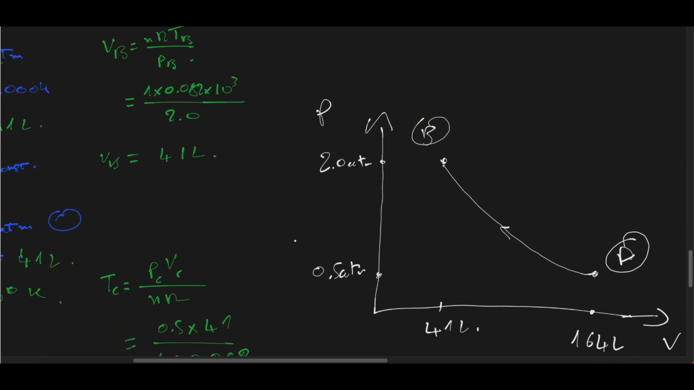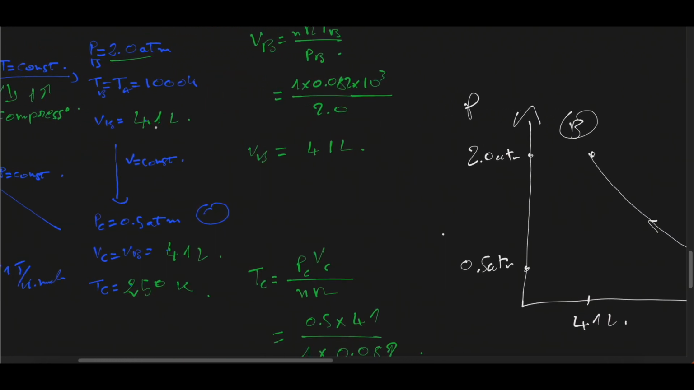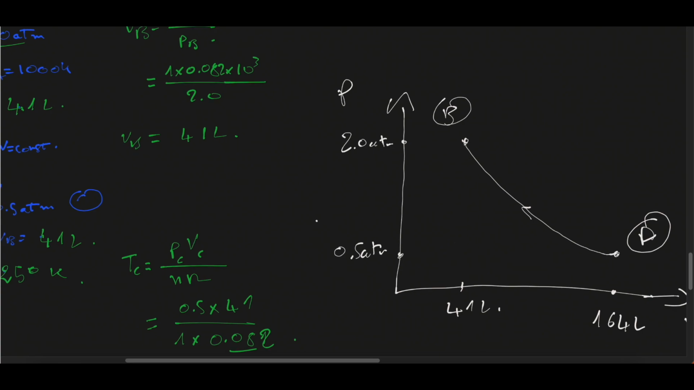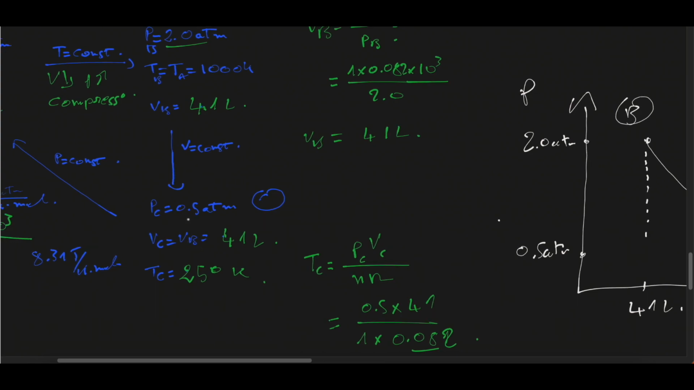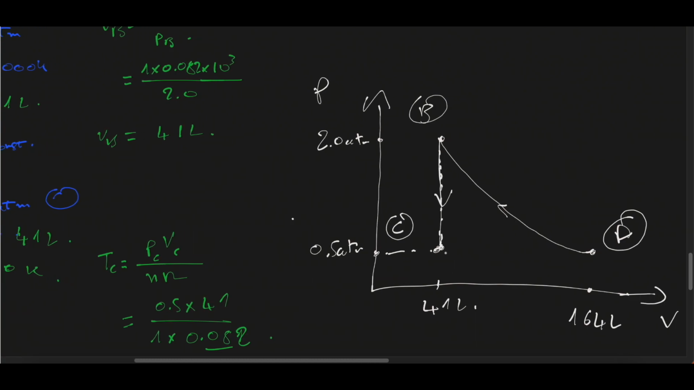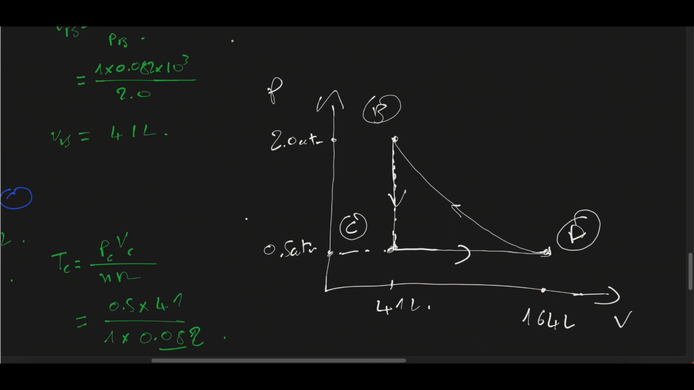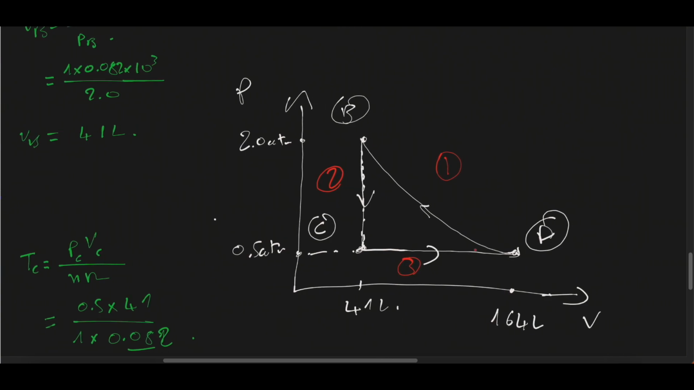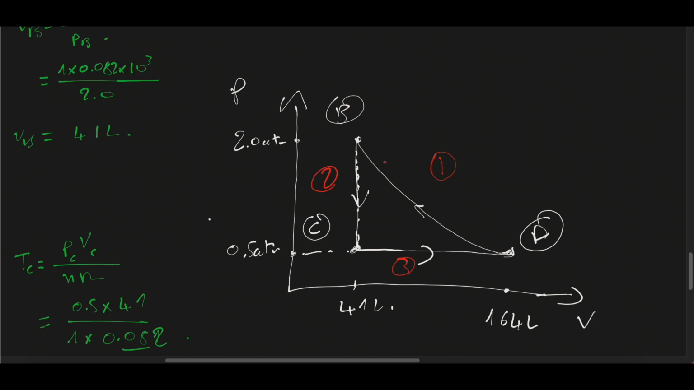After that, from B to a state C, it is an isochoric change, which means that the volume remains the same and the pressure has decreased to a value of 0.5 atm. Here it is, so here we have state C. Here's the second change, and the third change, from state C the gas returns to its initial state. So here is the thermodynamic cycle. We have 3 steps, 1, 2, and 3. So now we have to determine the thermodynamic properties for each process.